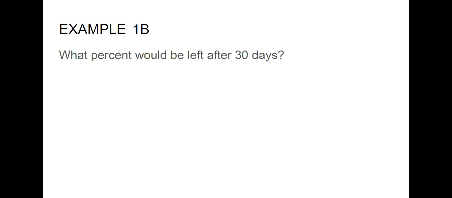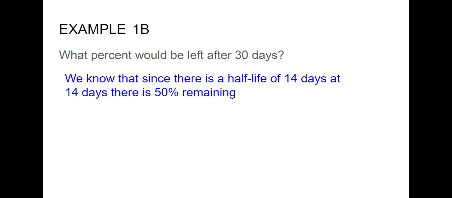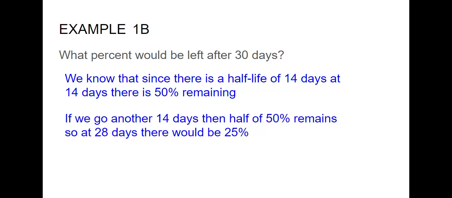Okay. So we want to know what percent would be left after 30 days. So we are going to actually reason this out before we solve it. One thing I do know is that at 14 days, there's 50% remaining. And then if I go another 14 days, I have half of that half remaining. So at 28 days, I have 25% left. Well, I've only gone 28 days. I need to go 30.